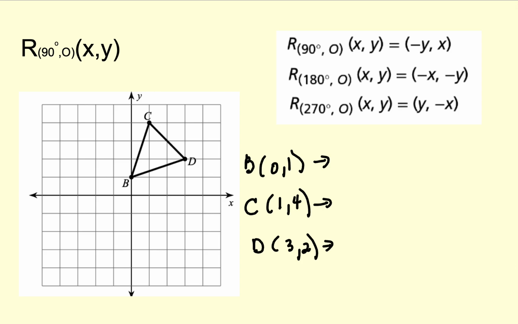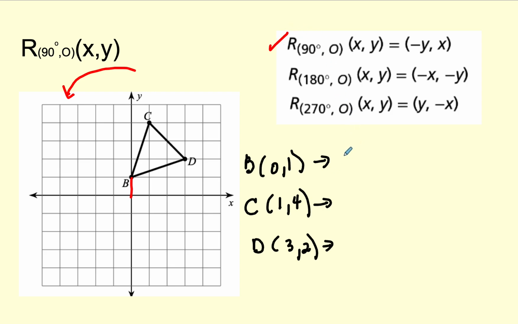All right, let's go ahead and practice. We are going to turn 90 degrees. So we want to take the point 0, 1, and we want to turn it 90 degrees. Remember, we're turning counterclockwise in this direction. So this is the rule we want to use.